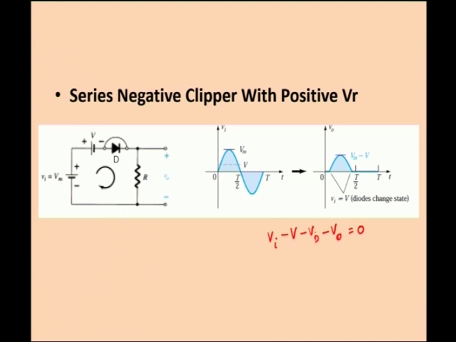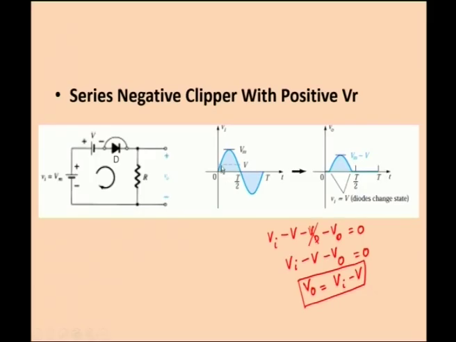Vd is short circuited, so we neglect this Vd. Vi minus V minus Vout is equal to 0. This is neglected because it is short circuited. And what is Vout now? Vout is equal to Vi minus V. What is Vi? That is your input signal, and what is V? That is the DC supply given in the circuit, and Vout, Vo is the output voltage.